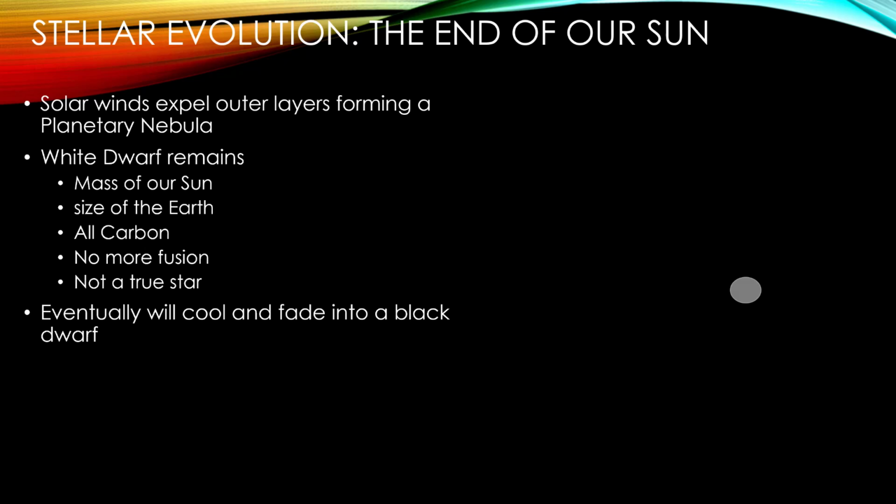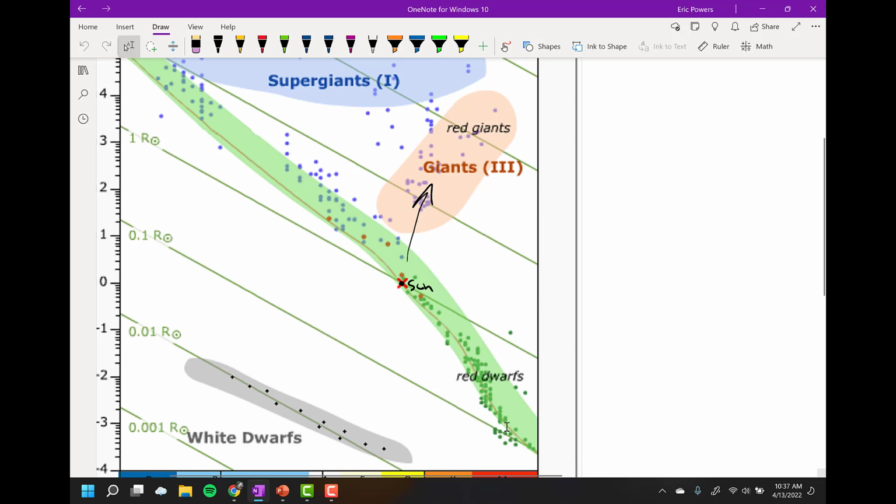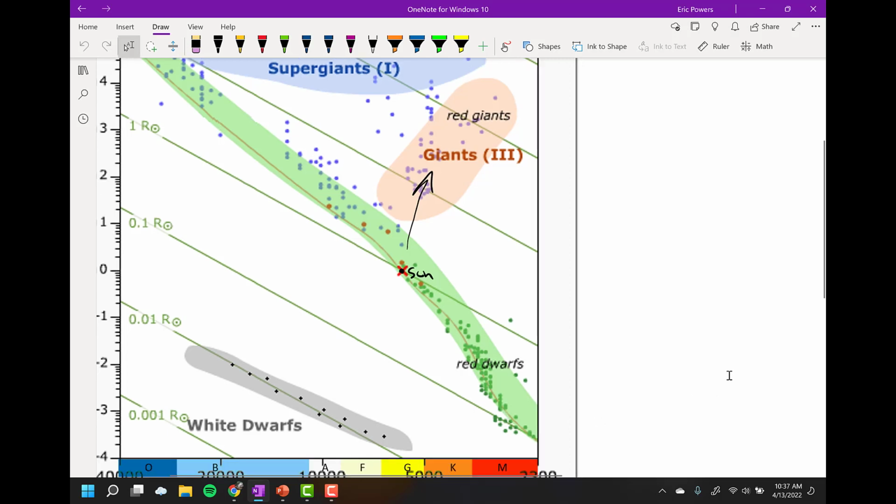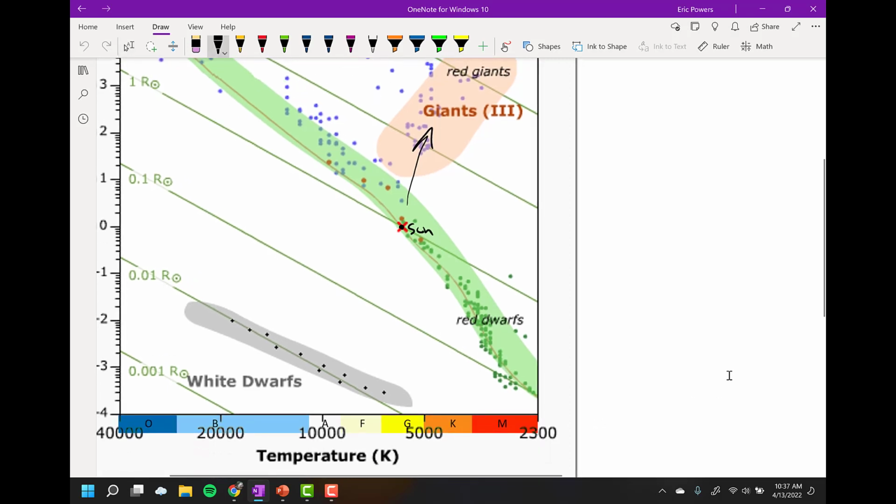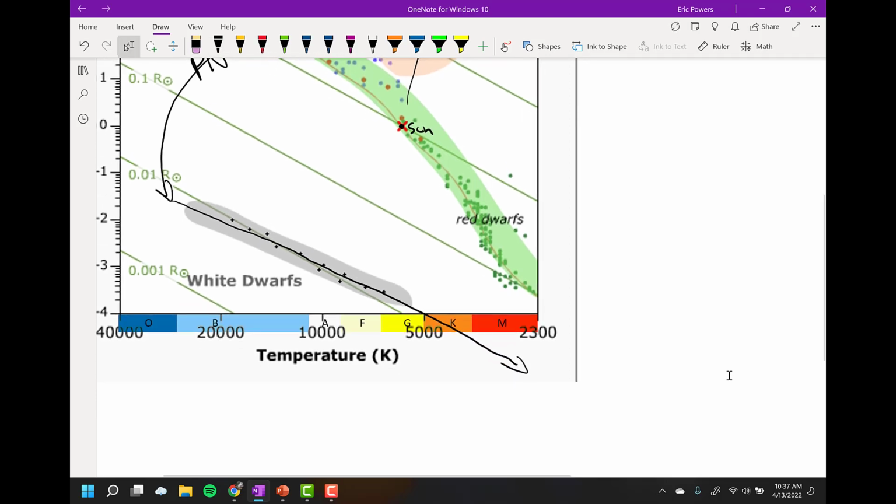So let's go back to our HR diagram once more. You're going to come over here to the white dwarfs. This process here is where it is a planetary nebula, but it turns into a white dwarf. And as white dwarfs cool off, they will eventually fade and drop off of the HR diagram to where it is called a black dwarf.